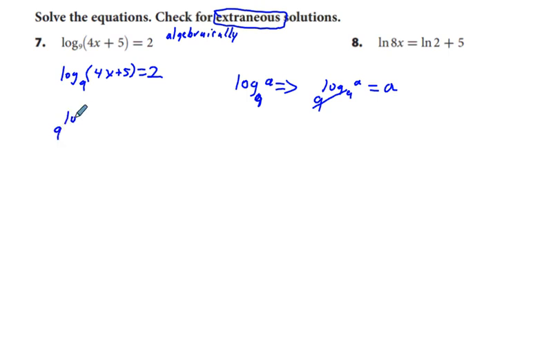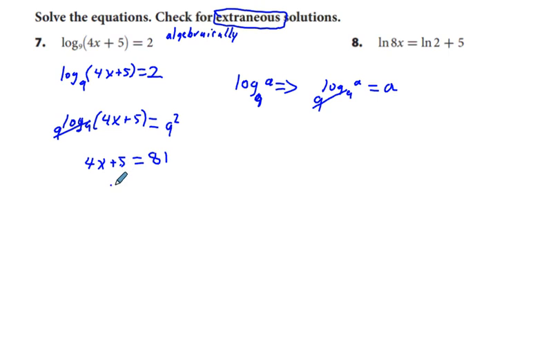9 to the power of log base 9 of 4x. Let me rewrite that a little more legibly, I hope. Log base 9 of 4x plus 5 equals 9 to the power of 2. So we've taken 9 to the power of the left side, 9 to the power of the right side. And on the left side, 9 and log base 9 cancel each other out. So on the left side, we have remaining 4x plus 5 is equal to 81.